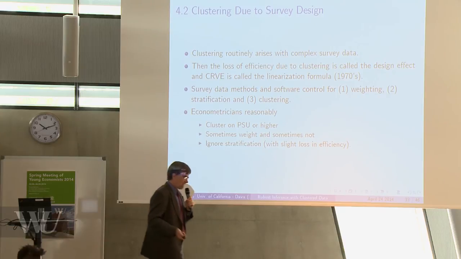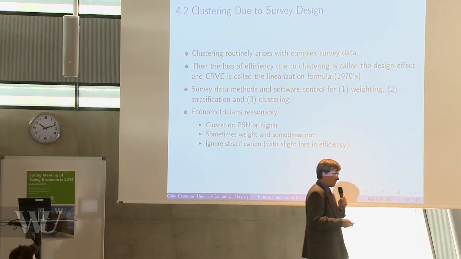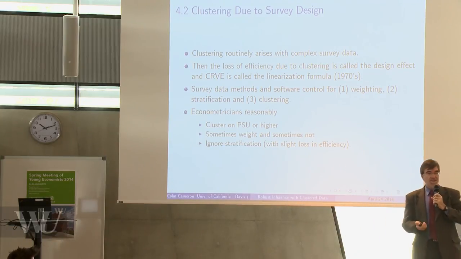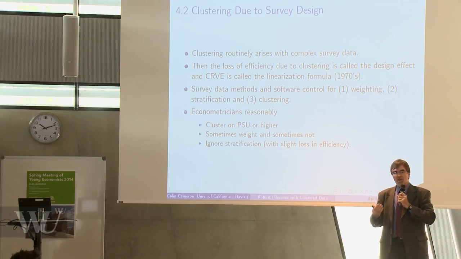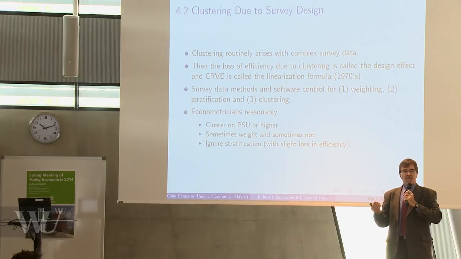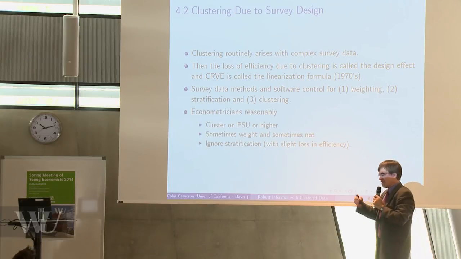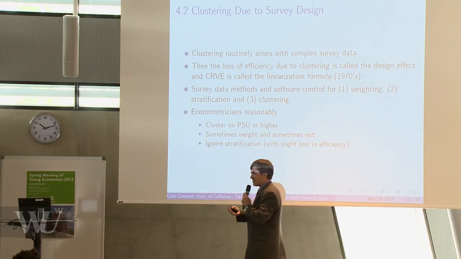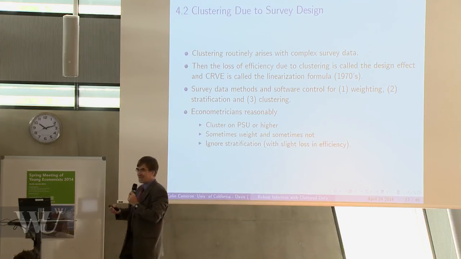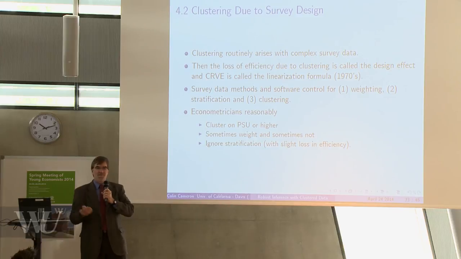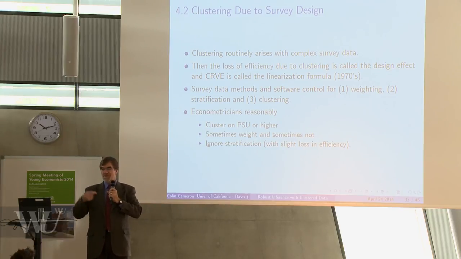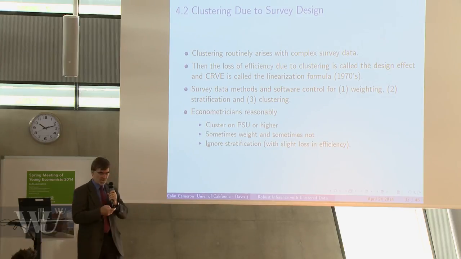Clustering over survey design. As I said, a lot of the survey data we use has clustering in it, but usually we cluster at a bigger level anyway. So their clustering would be, say, at the primary sampling unit. In the US examples, you'd cluster on state. Well, state is already bigger than the primary sampling unit.